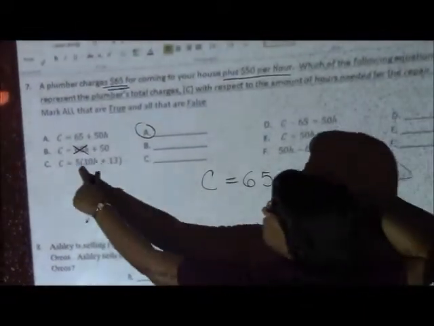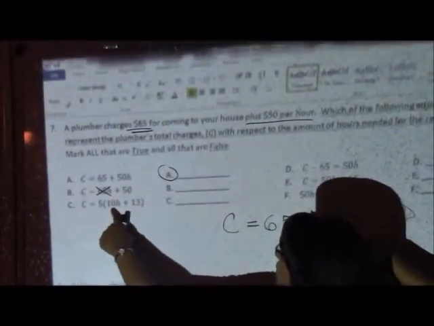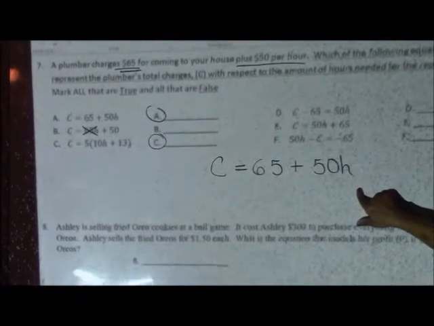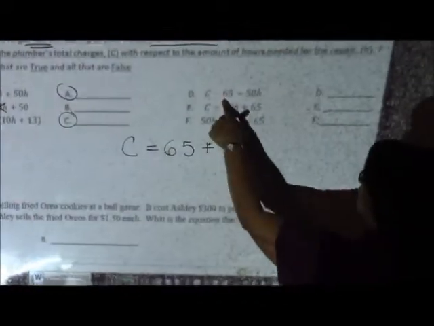Let's check this out. 5 times 10 is 50H. That looks good. 5 times 13 is 65. C is a good answer. They just took out the 5. They factored out a 5, so if you distribute, you see you get the same answer. And now let's look at this one.